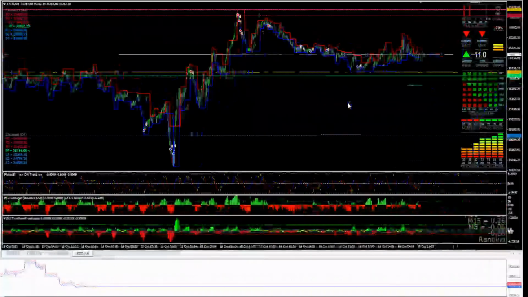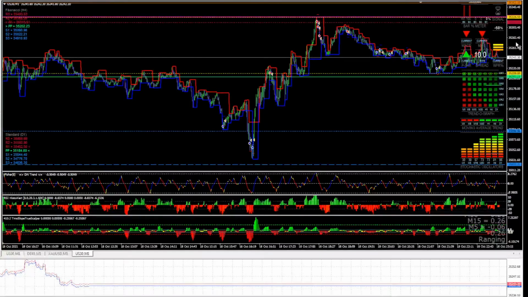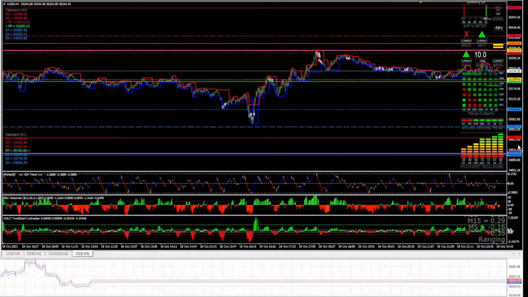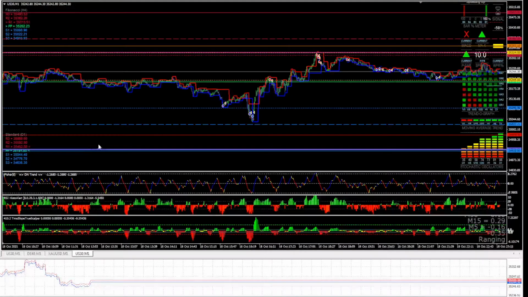So here we go. We are on US 30, which is the Dow Jones, and I'll mark some trades I made today, and I'll explain why and when, and all the reasons I took them. I know you won't see the tooltips on the video recording, but I'll try to be as clear as possible. I usually load twice the same indicator, which is Pivot Star.